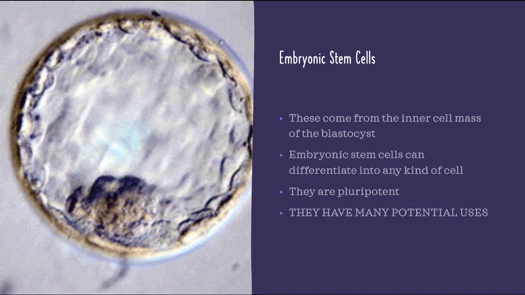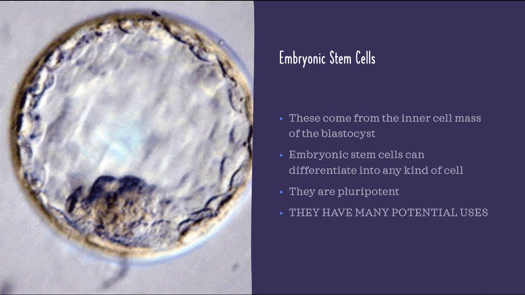So here is a blastocyst, a 5-day-old ball of cells, less than the size of a full stop. The outer ring of cells here is already differentiated and will give rise to the placenta and the umbilical cord. This inner cell mass here will give rise to every organ and tissue in the body. So these embryonal stem cells come from the inner cell mass of the blastocyst, and they can differentiate into any kind of cell. They're pluripotent and have many potential uses.